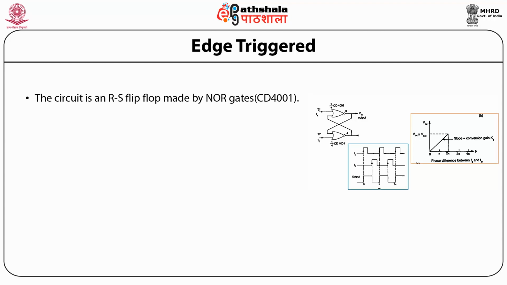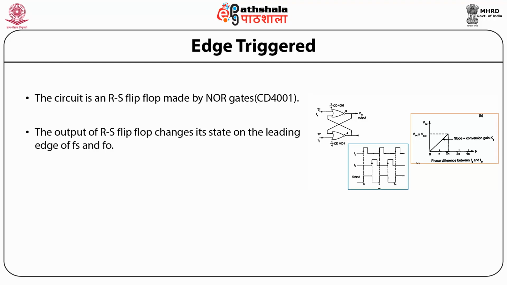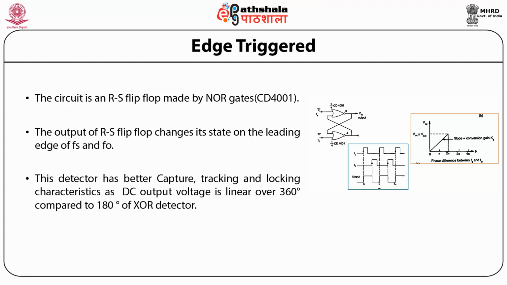Here the circuit is an RS flip-flop made by NOR gates, CD4001. The output of the RS flip-flop changes its state on the leading edge of Fs and F0. This detector has better capture, tracking and locking characteristics as the DC output voltage is linear over 360 degrees compared to 180 degrees of the XOR detector, which is schematically shown in this figure.